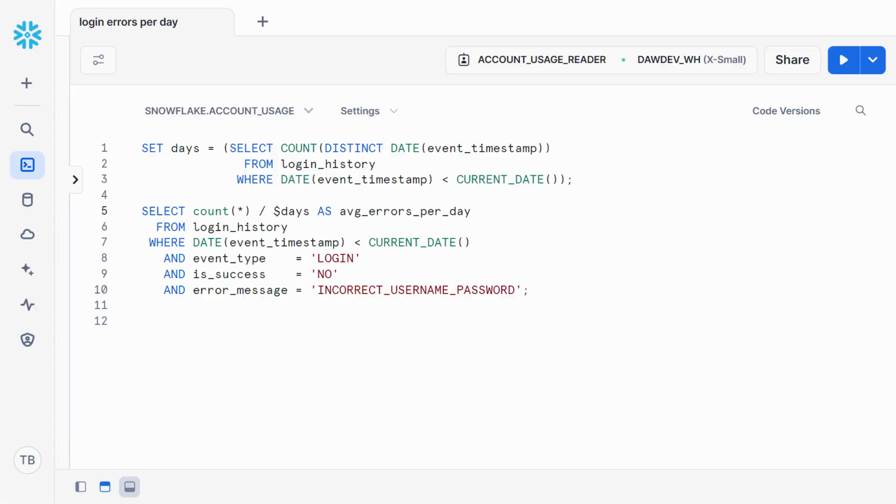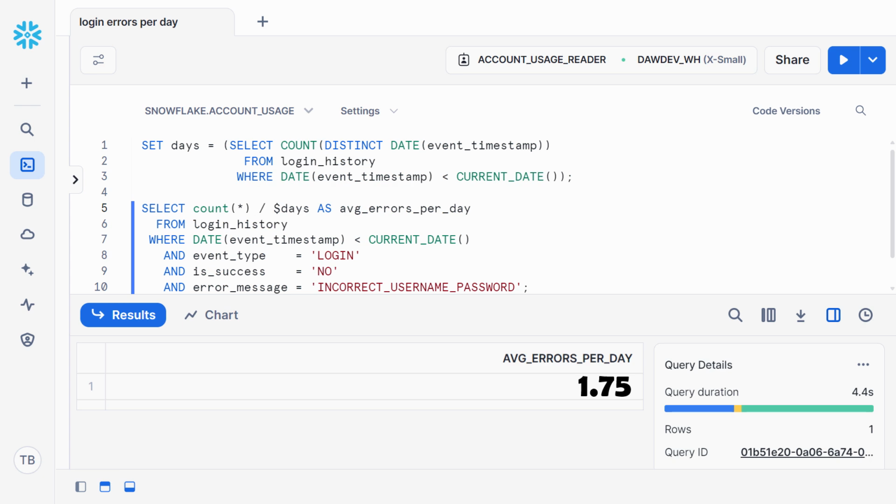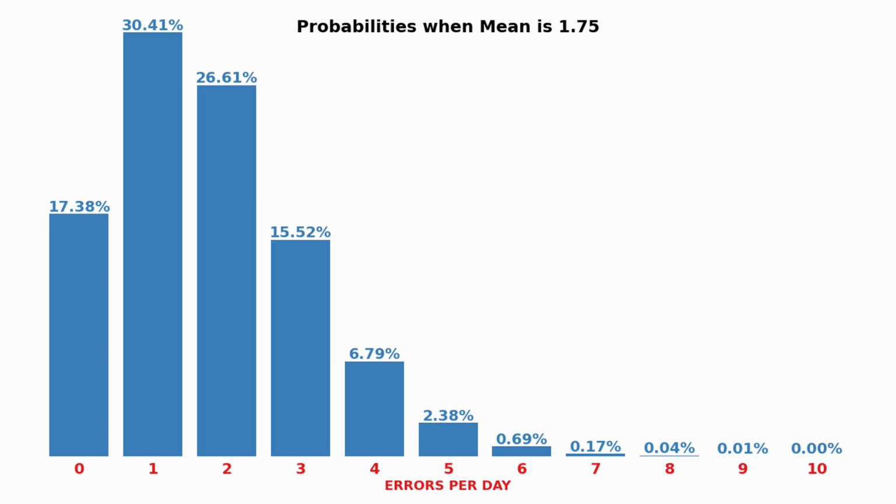Say we're interested in login attempts that failed because of incorrect username-password combinations. I'll run this query to compute the average number of these kinds of errors that occurred each day. Let's say there were 1.75 errors per day. I used a Poisson distribution for this error rate to show the probability of 0 through 10 errors occurring each day. The probability of there being less than 6 errors is 99%, so we'll trigger an alert if 6 or more errors occur in a day.